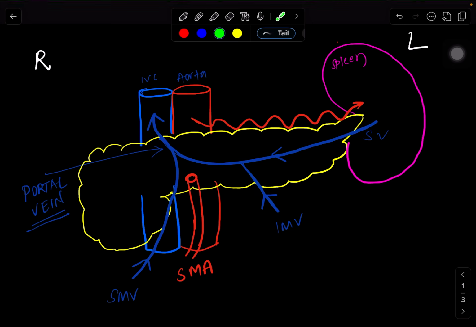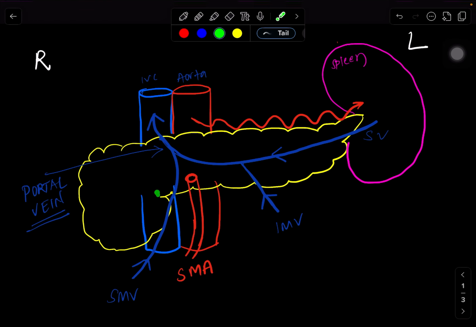Now this happens in the neck of the pancreas. In the neck of the pancreas, superiorly we have the portal vein. Anteriorly here lies the pylorus of the stomach. Below is the superior mesenteric vein. These are the relationships of the neck of the pancreas.